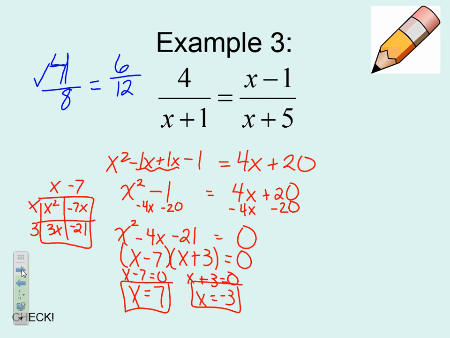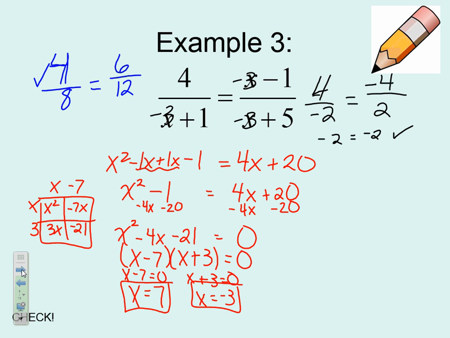So now I'm going to try the negative 3. Negative 3 here, negative 3 here, negative 3 here on this side. So 4 over negative 2 equals negative 4 over 2. Are those two things the same? Well, 4 divided by negative 2 would be negative 2, and negative 4 divided by positive 2 is also negative 2. So yeah, they're both the same thing. So these two solutions both work this time.